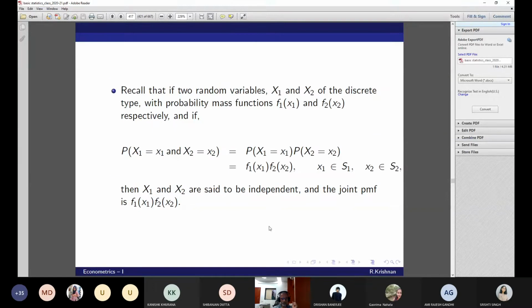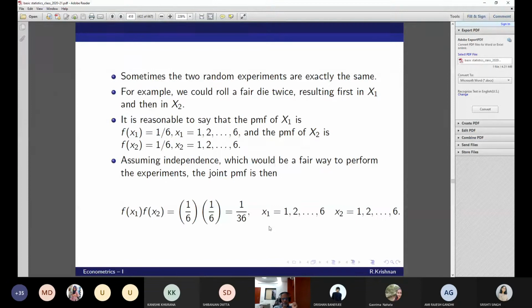What do you mean by that? Recall that if two random variables, x1 and x2, are of the discrete type with probability mass functions f1 and f2 respectively, and they are independent, the joint PMF can be written as f1(x1) f2(x2). Sometimes two random experiments are exactly the same. What do you mean by that? By rolling a fair die twice, resulting first in x1 and then x2, it is reasonable to say that the PMF of x1 is 1 by 6 and the PMF of x2 is 1 by 6. Assuming independence, it should be a fair way to perform the experiments. The joint PMF is then 1 by 36.